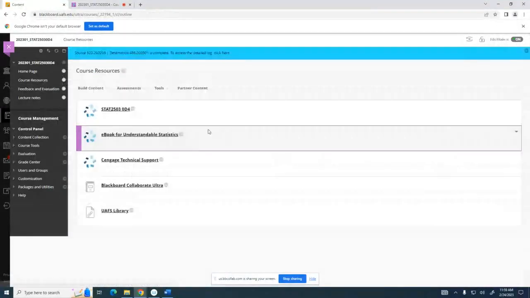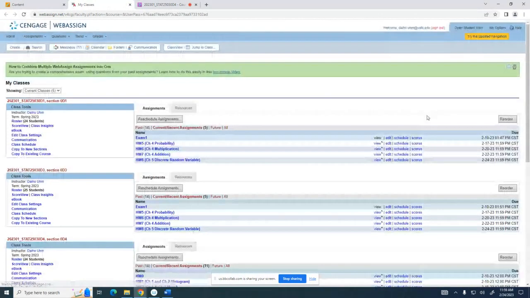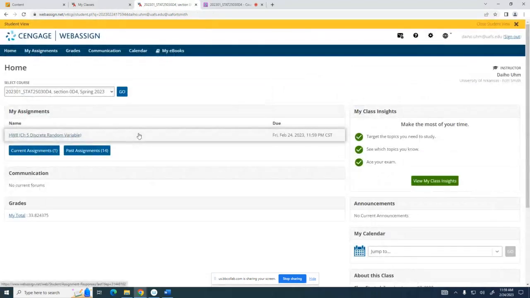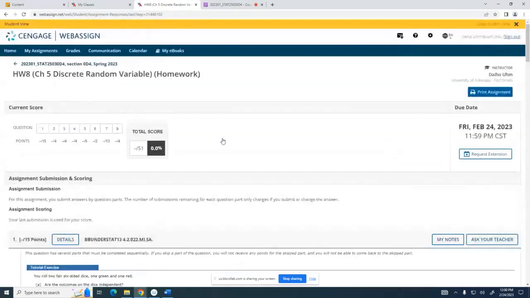Let me go to homework. I didn't post new homework yet. I will immediately after class. It is homework number 8 from chapter 5, the discrete random variable. This is today's homework. Which one do you want to do? The last one? The last one. Thank you.